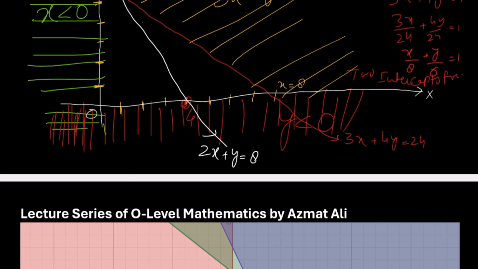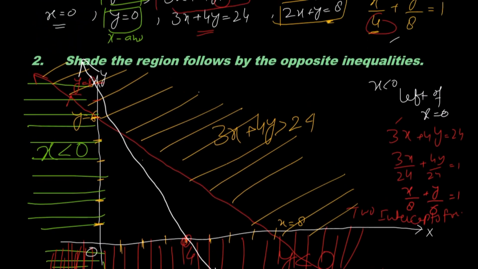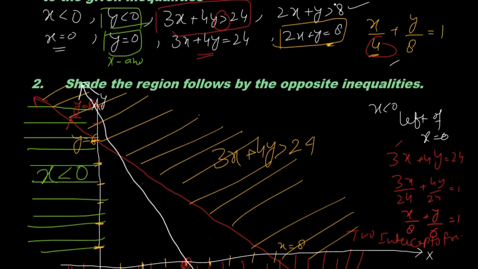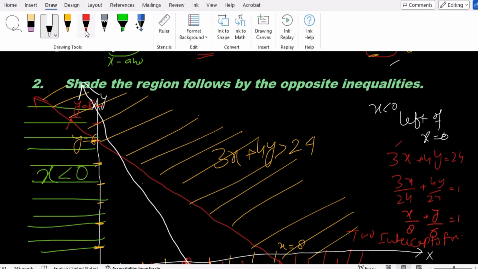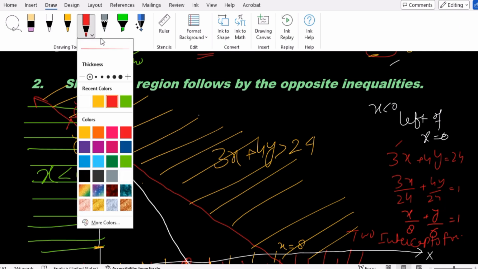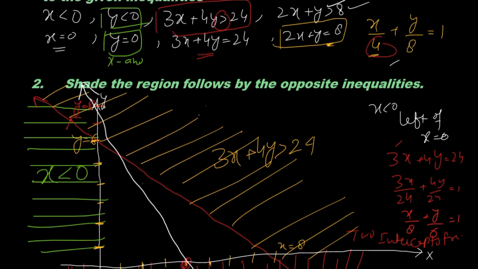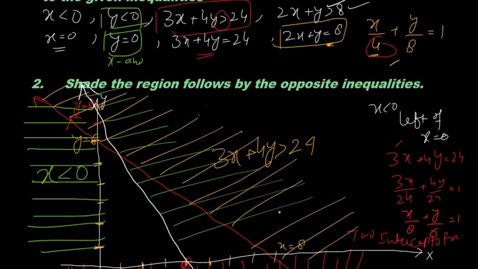Again, as this inequality has a greater than sign, the graph will be above this line, like this. This green line shows the graph of 2x plus y greater than 8.